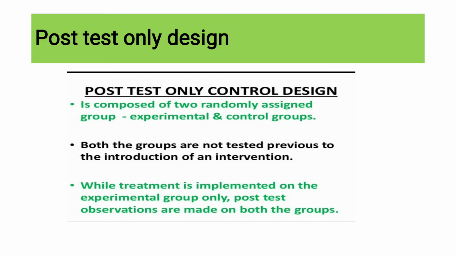So here, for the experimental group as well as the control group, you are randomly assigning the subjects. You know which subjects are going to the experimental group and which subjects are going to the control group. Then you should not do any pre-test for the experimental group and control group, but intervention is given for the experimental group and not to the control group. So intervention or treatment is given only to the experimental group, but you are doing post-test to both the groups, both experimental group and control group.